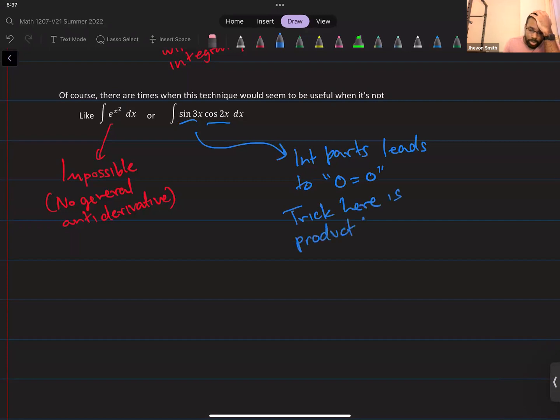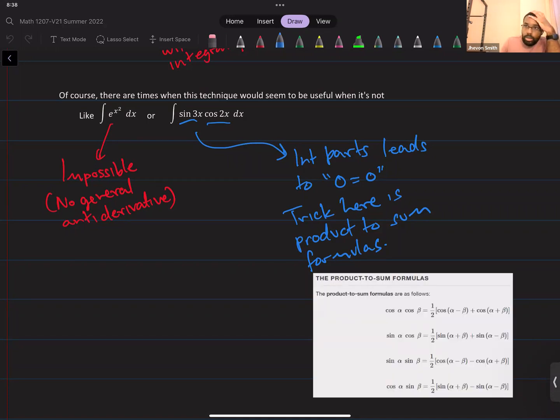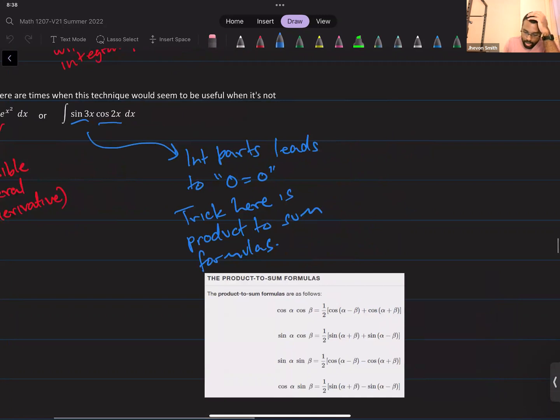for something like this is product to sum formulas. That is the way you would actually do that one, which I think I pasted somewhere. So if you apply the sine times the cosine formula, that actually would make this easier to deal with.